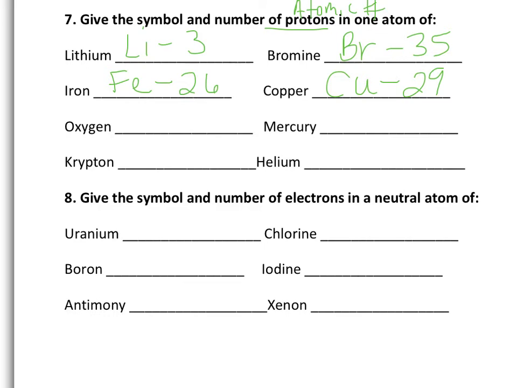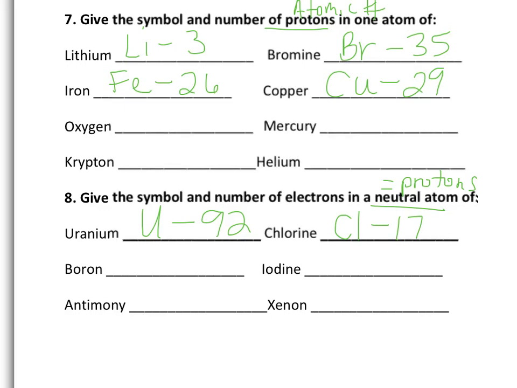Okay, so number 8, give the symbol and then the number of electrons in a neutral atom. So that means it should equal the number of protons. So again, all you have to do is look for the symbol and then look at the atomic number. And that'll also tell you not just the number of protons, but the number of electrons because it is neutral. So for example, uranium has an atomic number of 92, so that means it has 92 electrons. Same thing for chlorine. Chlorine has an atomic number of 17, so it has 17 electrons.